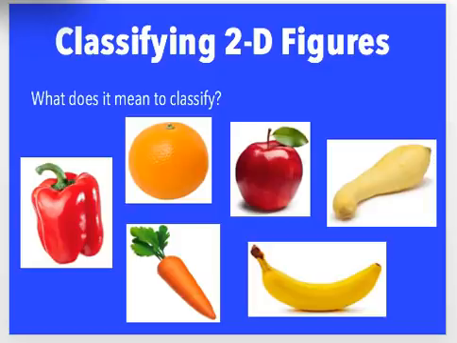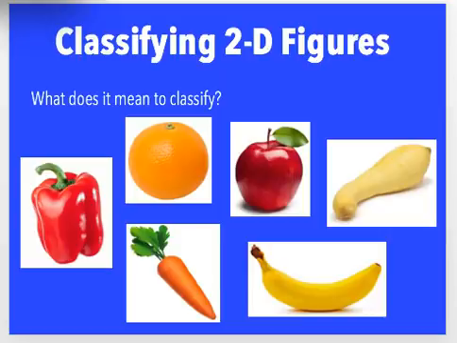So this is a geometry topic. It does have to do with shapes, but first I just want to see what you know about classifying objects in general. So we're going to be classifying 2D figures, and we'll get to what that means in just a minute. But let's first talk about what it means to classify. A lot of times, especially in reading or in spelling, you've done word sorts before and you've sorted things into categories. So classification has to do with sorting things into categories.